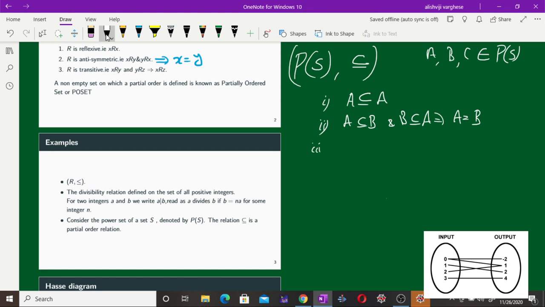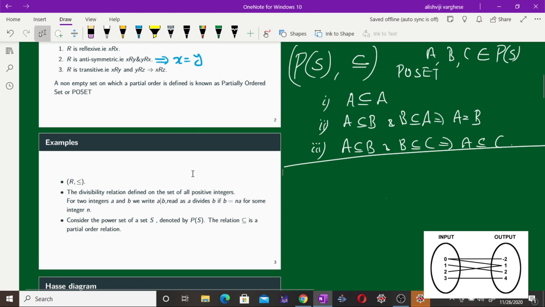And the third property: if A is a subset of B and B is a subset of C, then A is a subset of C. So if you have all these three properties, then the given set P of S, the power set of S, together with the subset of relation becomes a partially ordered set, or in short, POSET. So these three are important examples of a partially ordered set.